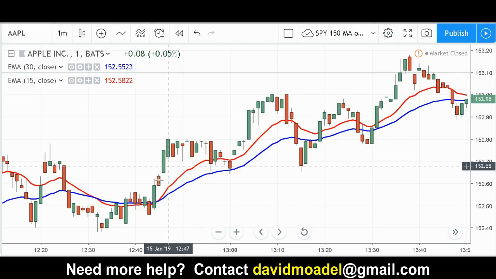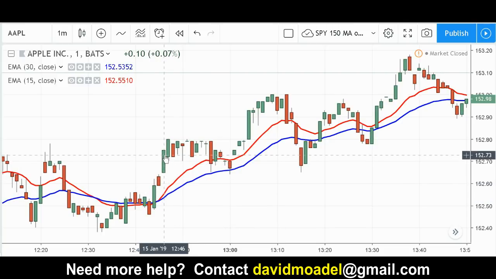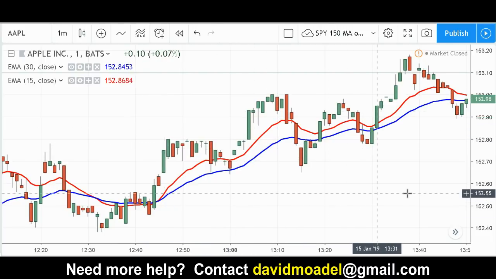And in that, both of these happened at the same time here. All right, so you got the cross above, and the candle was clearly closing above the 15 here. So confirmation did indeed take place here, all right? And so you could have taken a long position.